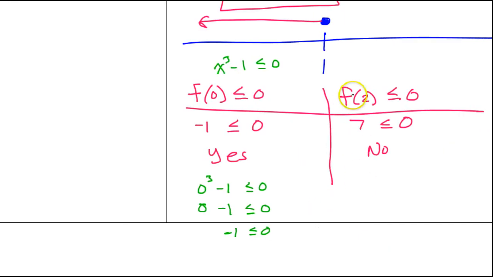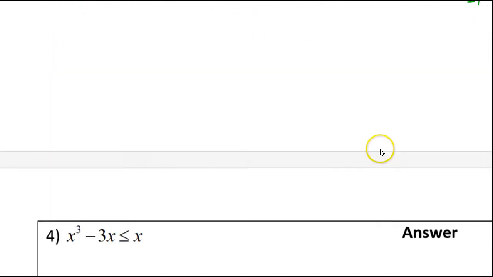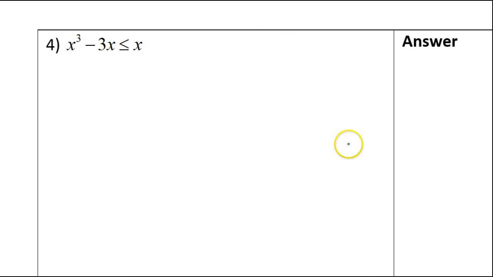And same thing over here with 2. Again, we're talking about the function x to the third power minus 1. So if I let x be 2, then I'd be talking about 2 to the third power minus 1. Is that less than or equal to 0? Well, 2 to the third power is 8. Okay, and 8 minus 1 is 7. Okay, so we could have done this by hand and it would have been the same thing. Alright, but for now, let's move on to problem number 4.